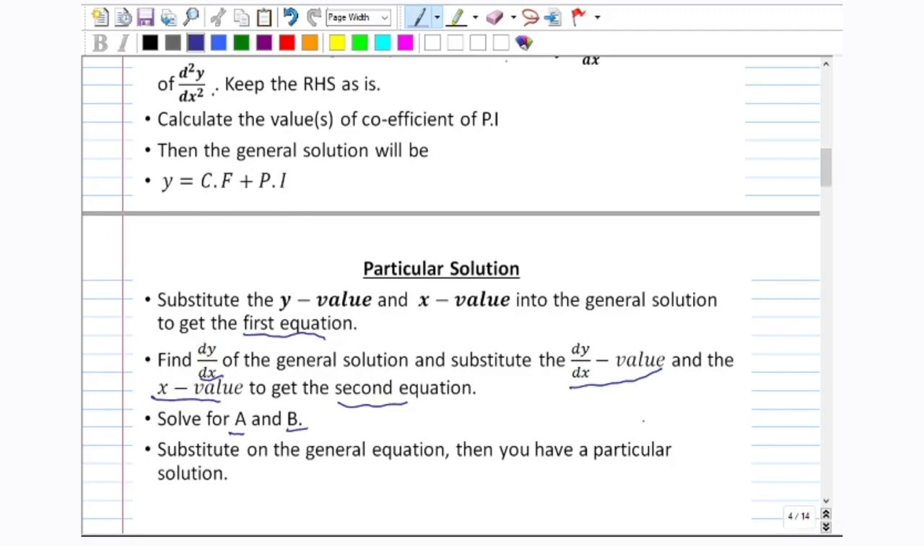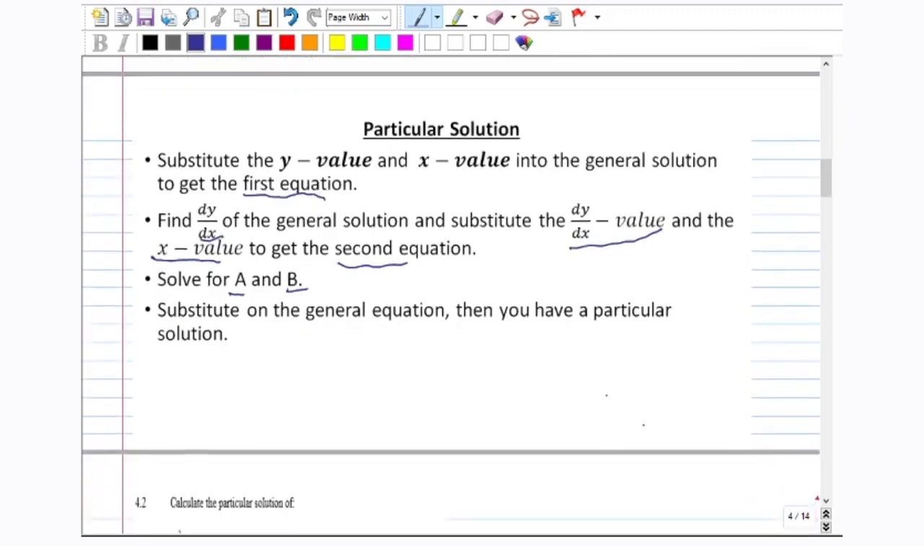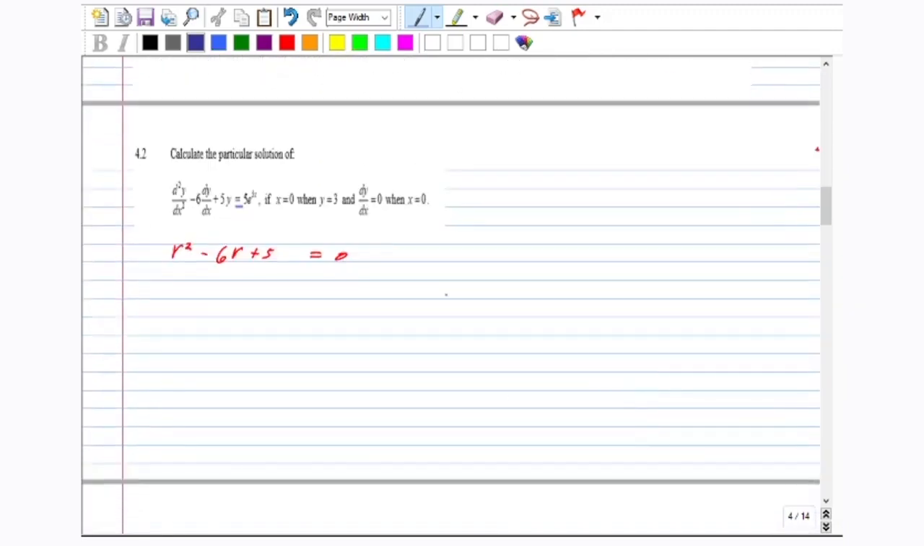Let us see one example of this. Okay? So the one example that I'm going to give you is taken from the past papers as well. So we are having d squared y over dx squared minus 6 dy over dx plus 5y, which is equal to 5e to the exponent 5x.